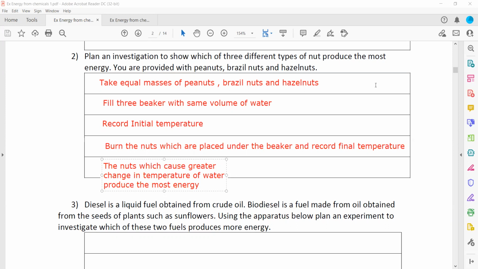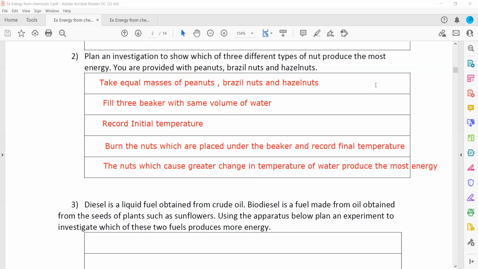And in the exam it's better, even if it's not mentioned here that you should draw a figure, to support your answer you should draw a figure. A rough figure is acceptable, so that in case you miss any point in the explanation, your diagram will cover that point. Is the second experiment clear, how we can show, when we burn different types of nuts, which one produces the most energy, how we can plan or investigate?